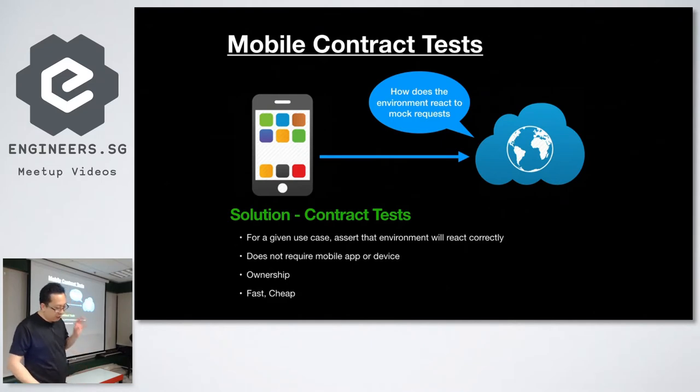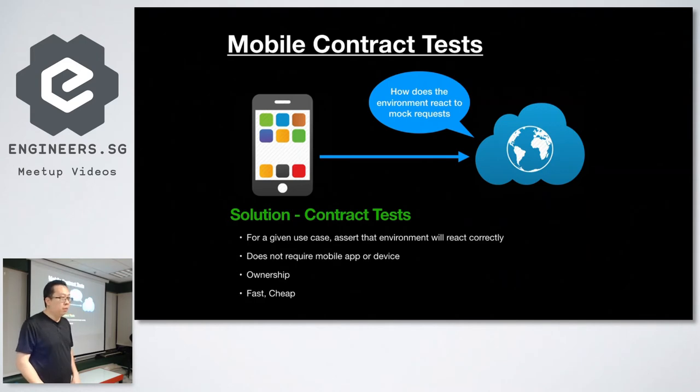So the assertions are based on what the mobile apps are using. We're not trying to test every endpoint in the backend service, only the ones consumed by the use case covered by the mobile apps.